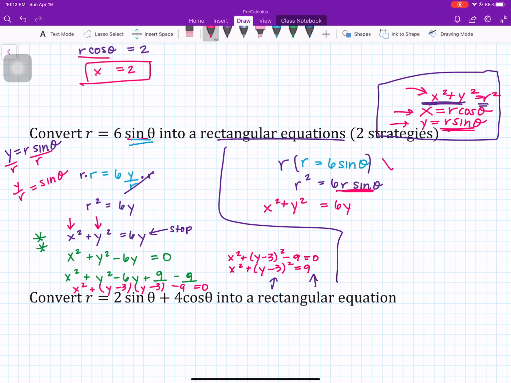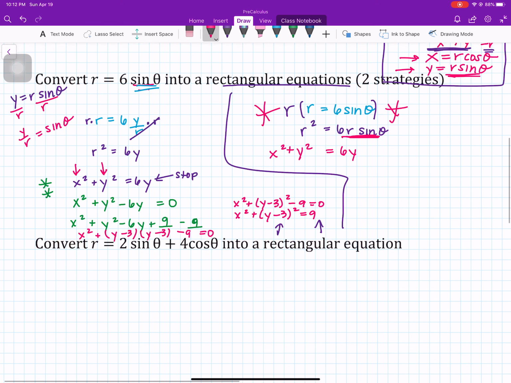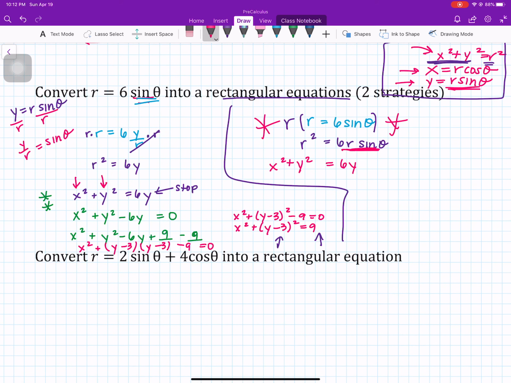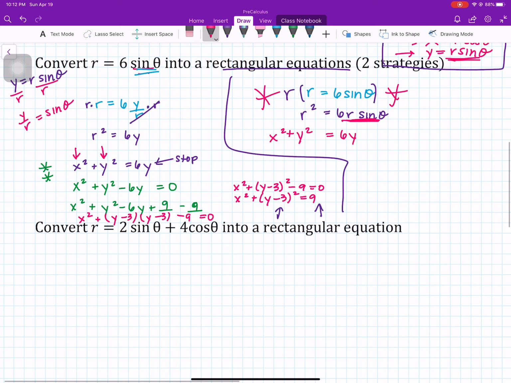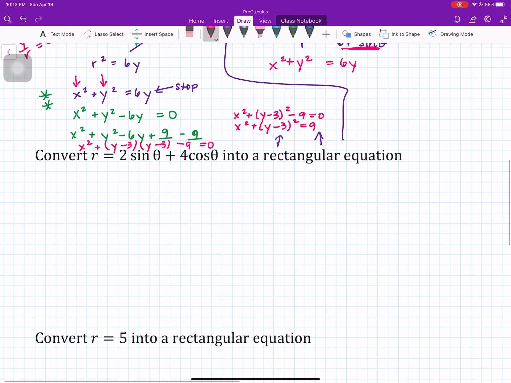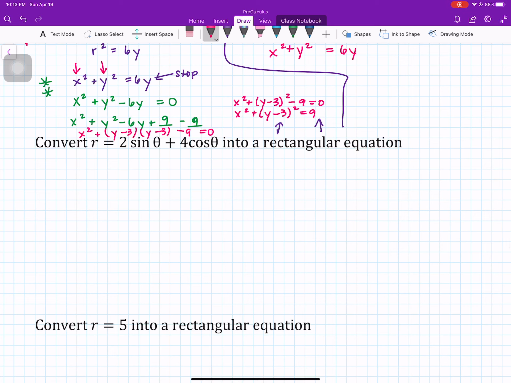A lot of times I like this way because then I don't have fractions. So this process doesn't seem as complicated. So we'll probably use that on the next problem. Convert r equals 2 sine theta plus 4 cosine theta into a rectangular equation. Again, I'll go ahead and write these down.